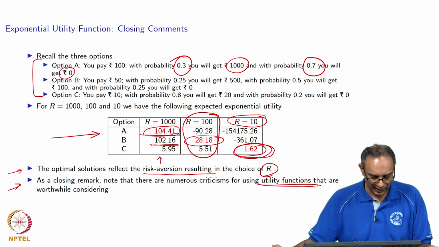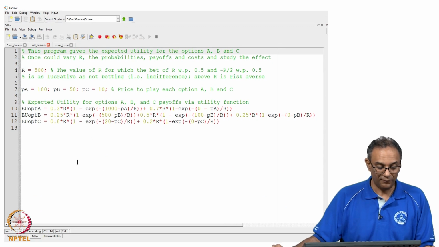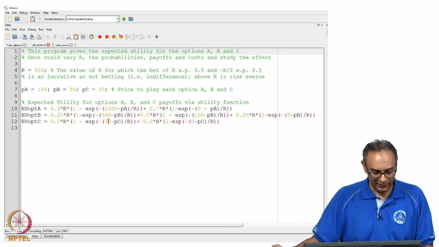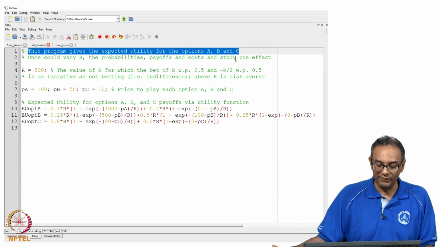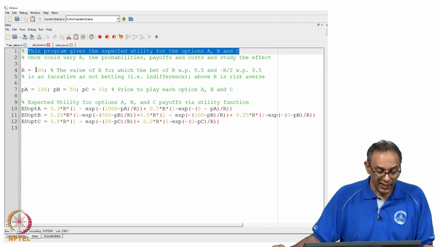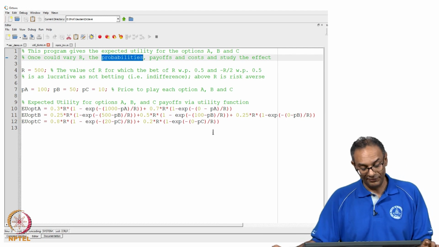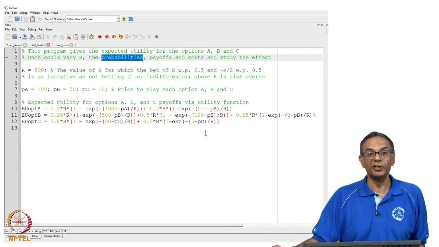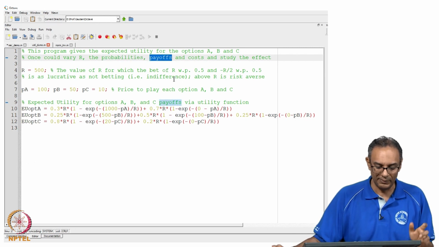So what I'm going to do now is a little demo of what we just saw. This is again in Octave. Actually, all my demos in this course are going to be in Octave. So what we want is, given these three options A, B, and C, to vary the values of R. And you could also change the probabilities. In fact, I'm going to give you this file for you to use. You're welcome to go ahead and play around with these probabilities a little bit, and play around with the payoffs.